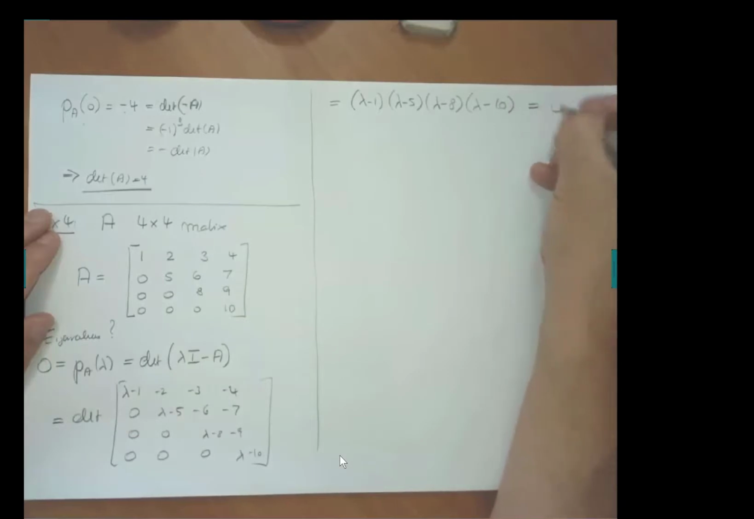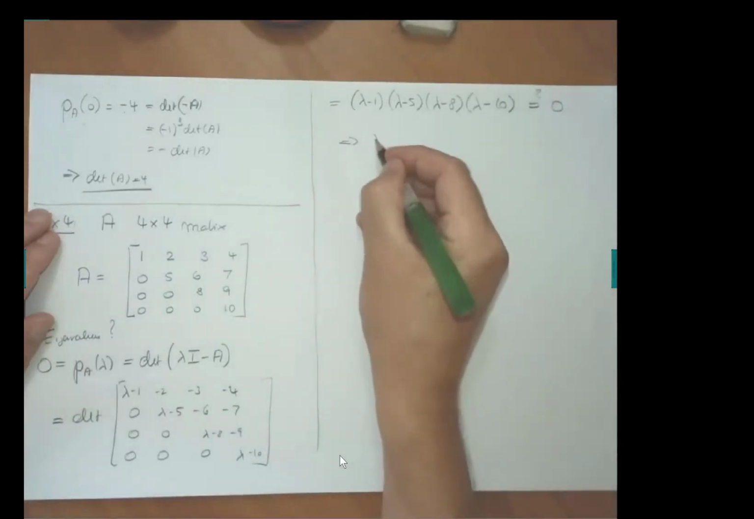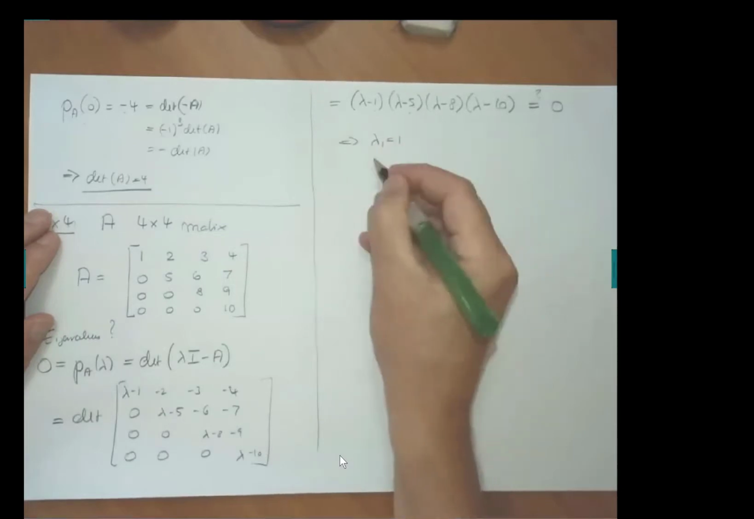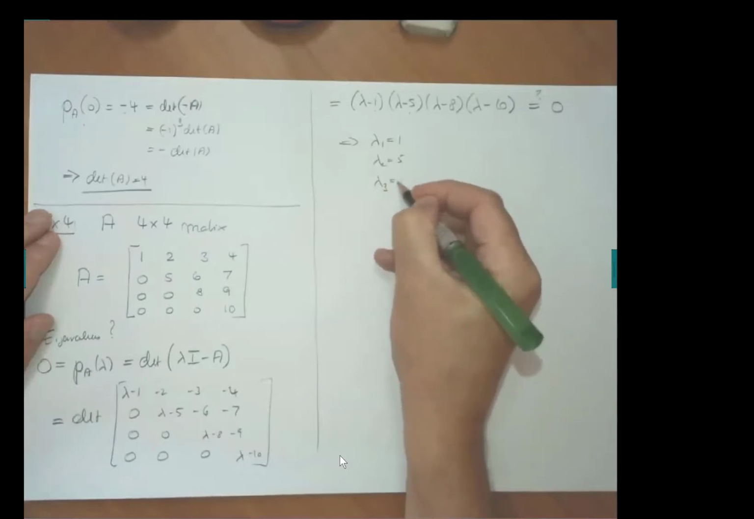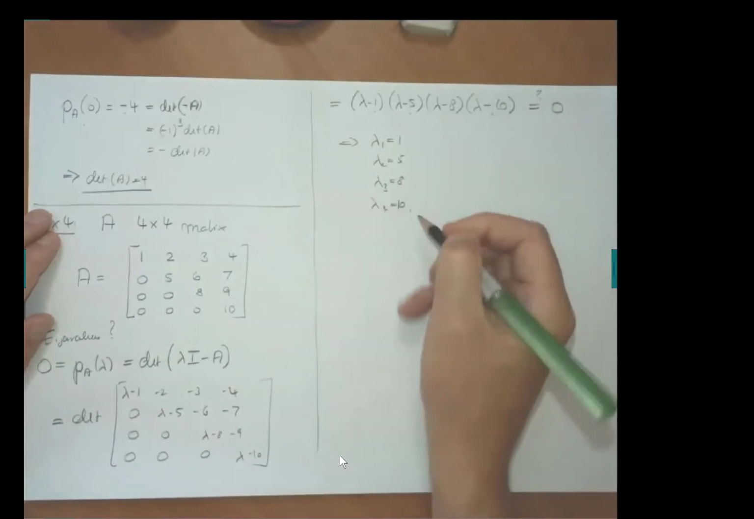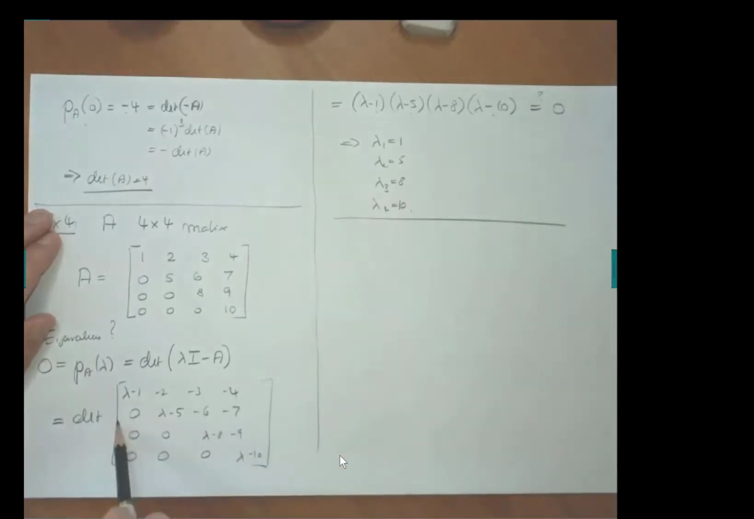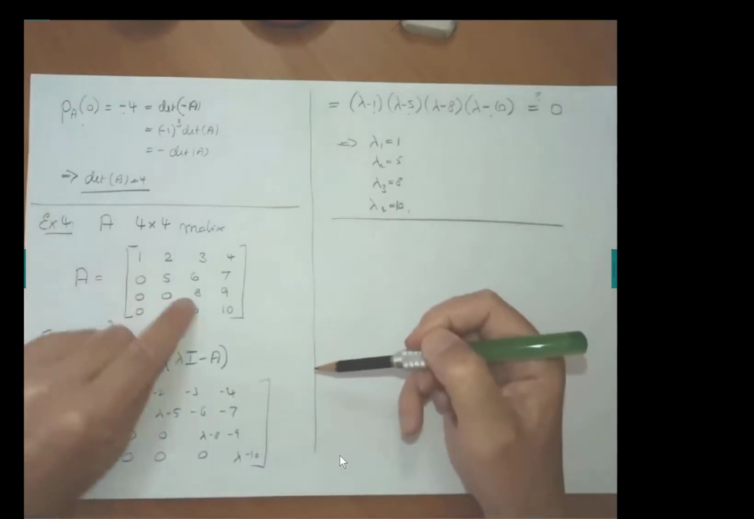And the question is, where is this equal to 0? Obviously, if this is 0, lambda 1 is 1. If this is 0, lambda 2 is 5. If this is 0, lambda 3 is 8. If this is 0, lambda 4 is 10. So this matrix has the eigenvalues 1, 5, 8, 10. And it's just the numbers along the diagonal.